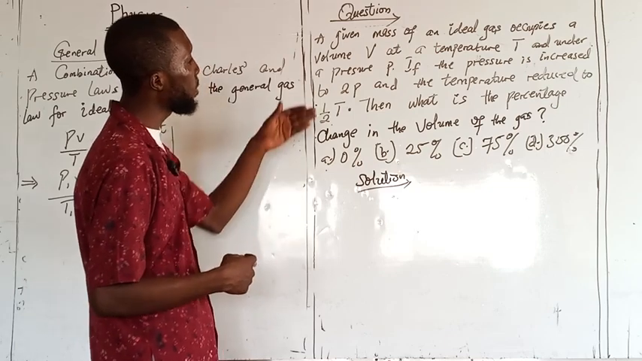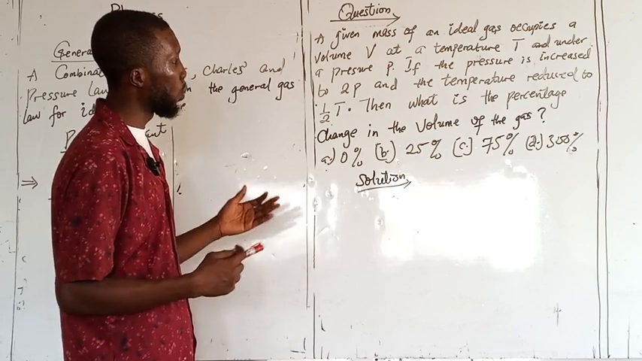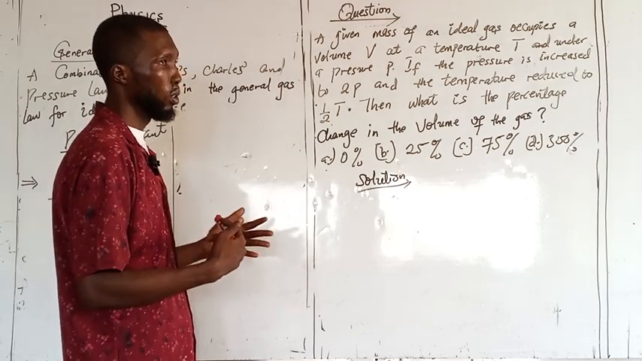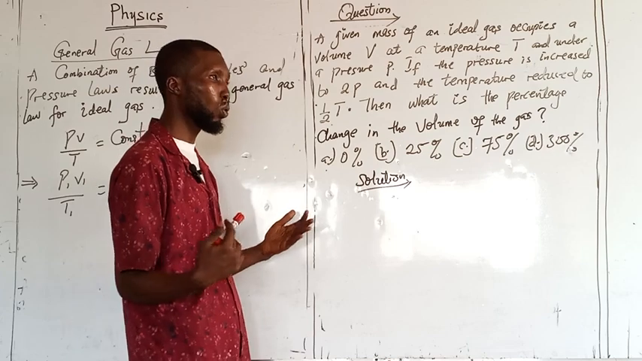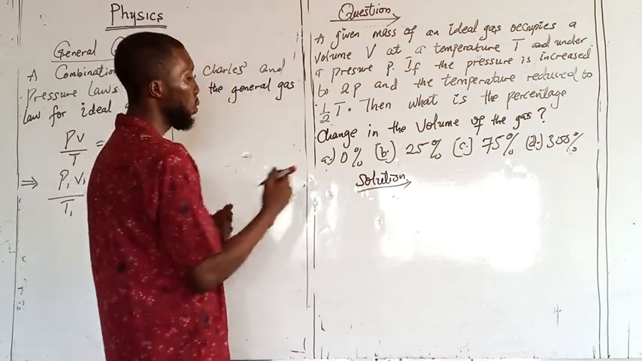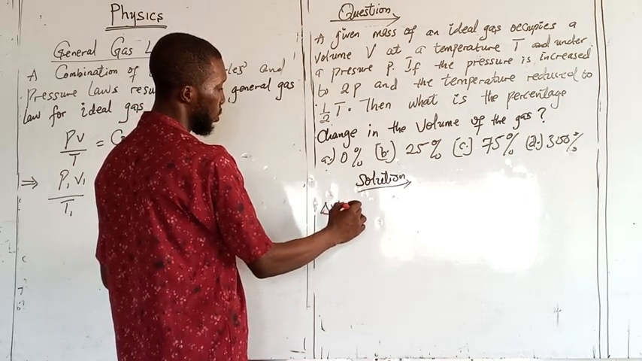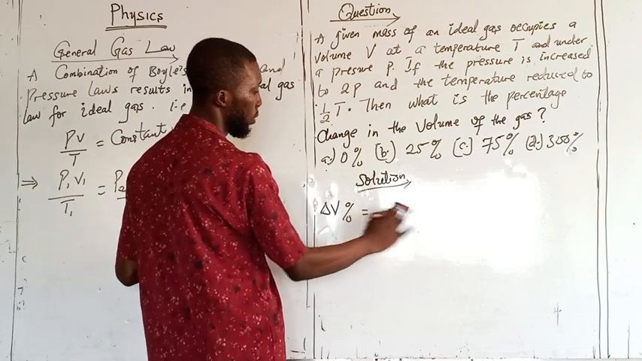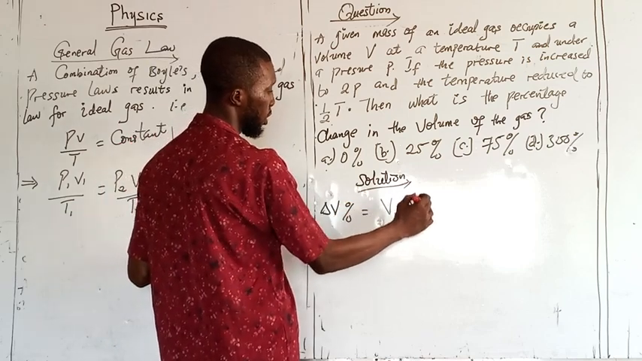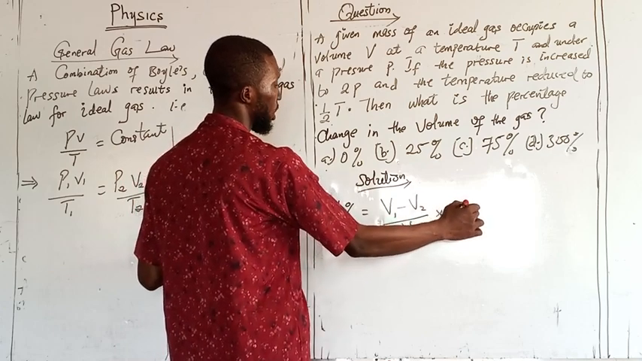So we see that the temperature is reduced. This should tell us that what? We are having a compression. Yes, because it is cooling. Once gas cools, it compresses. So the percentage change in volume will be equal to V1 minus V2 all over V1 times 100%.